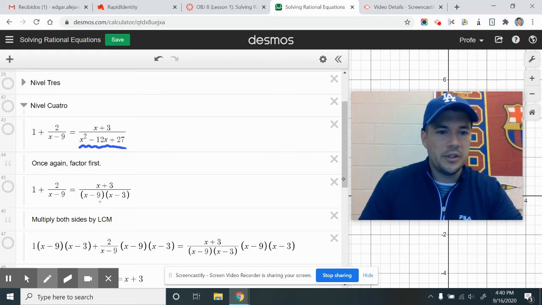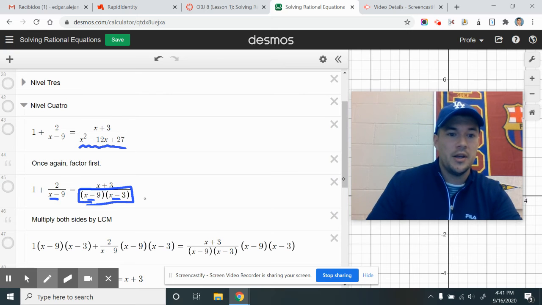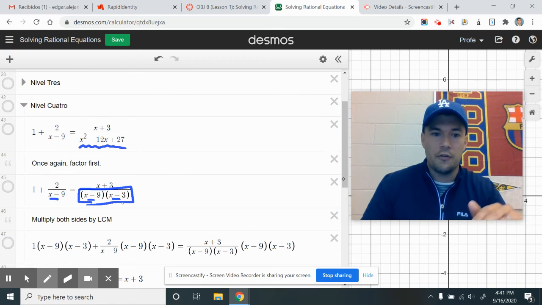So I factor, no big deal. That's x minus 9 times x minus 3. I notice that I have an x minus 9 on this side. So I'm going to multiply by x minus 9 times x minus 3. I'm going to multiply by this whole denominator. Again, I don't want to catch myself only multiplying by x minus 9 because that'll fix the right side, but the left side will still have an x minus 3 and a denominator. And I want to get rid of all fractions.